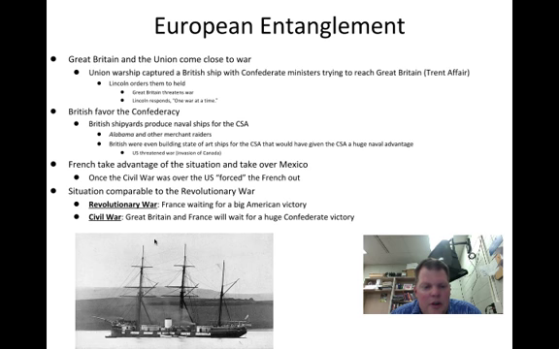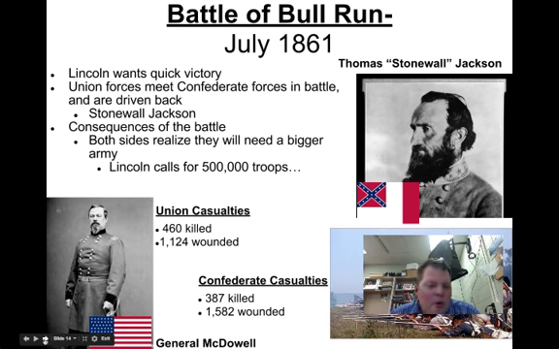But once again, for the most part, the Europeans stay out of American business. France does take this time to go and invade Mexico because the Americans aren't paying attention. But for the most part, European entanglement, they do get somewhat involved, but for the most part, they stay out of it. Okay. Important battles of the war. Battle of Bull Run is the first battle. I'm just going to fly through these, probably saying one sentence about each one.